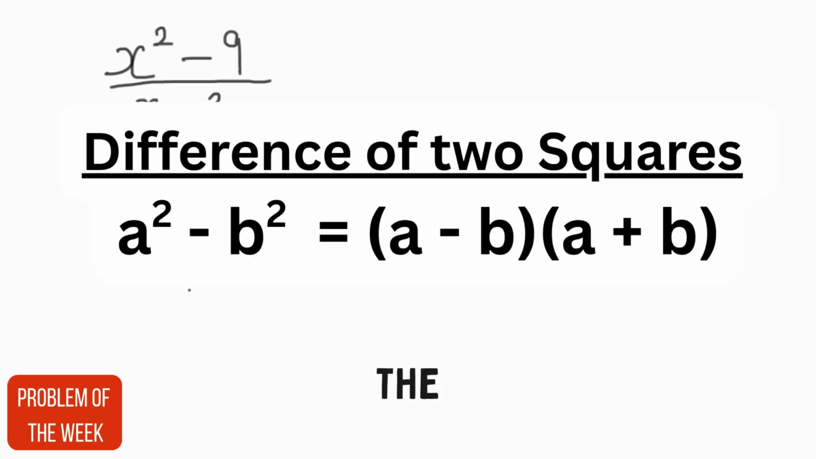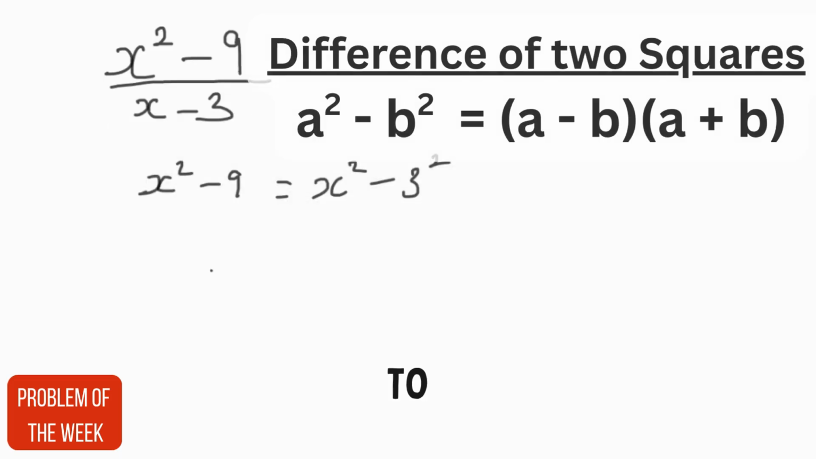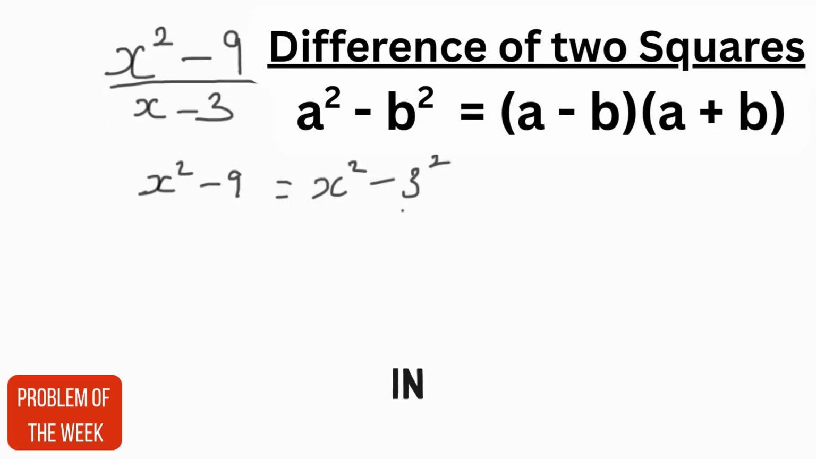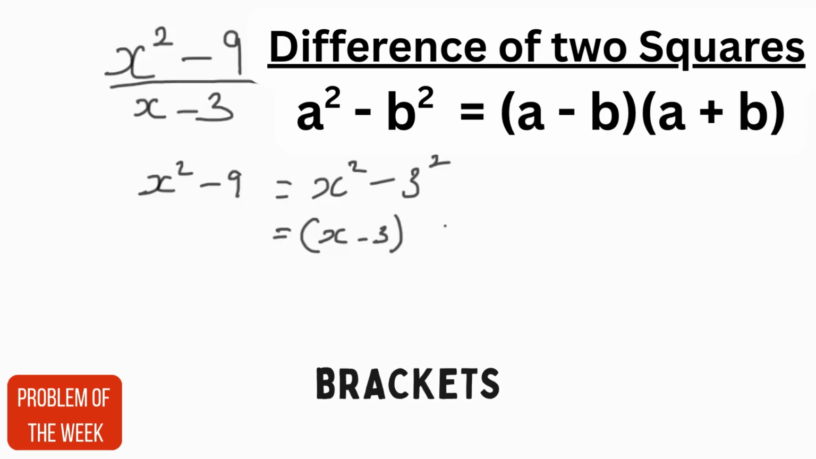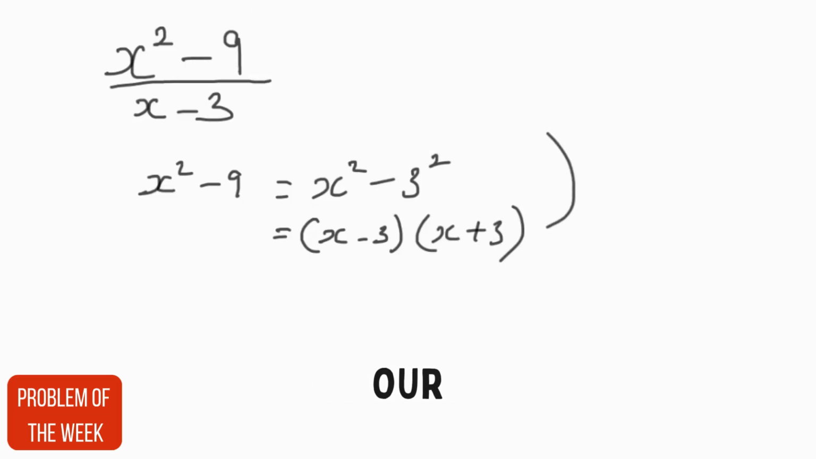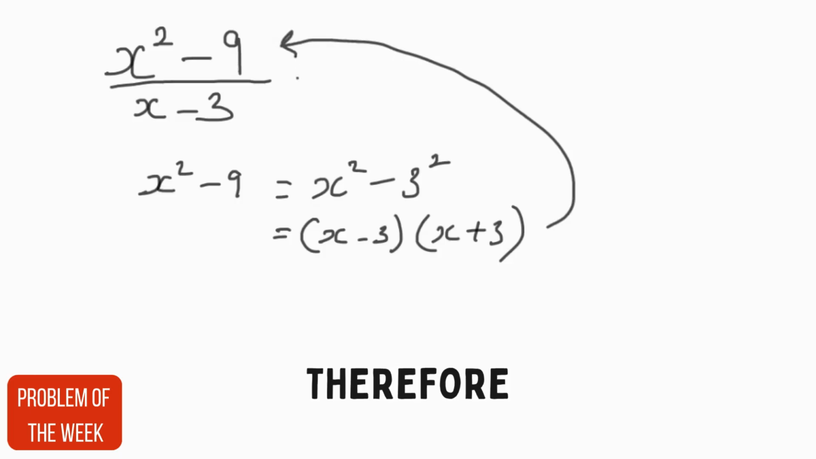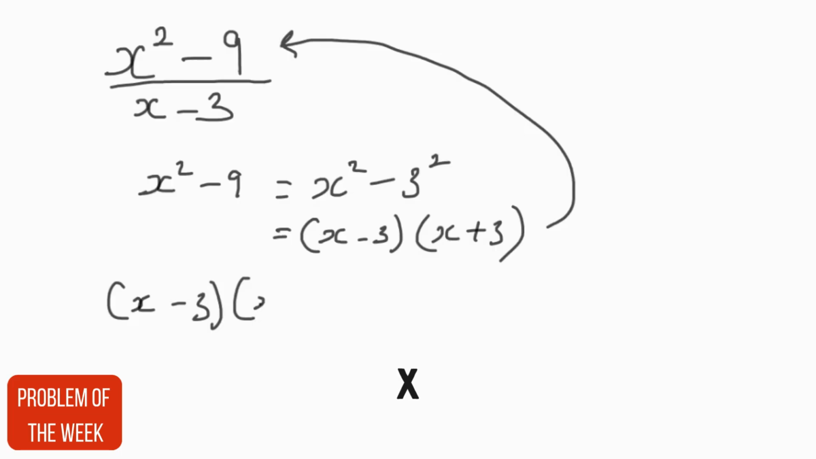And if you remember, the difference of two squares becomes open bracket x minus 3, close bracket, times open bracket x plus 3. So this is how we factorize our numerator. Therefore, we have x squared minus 9 becoming (x minus 3)(x plus 3) over x minus 3.